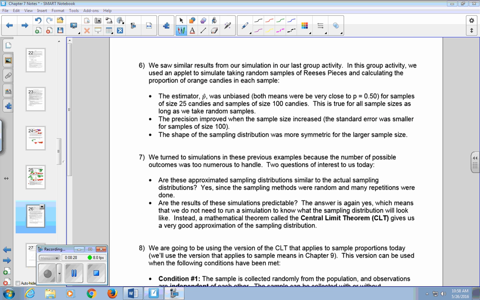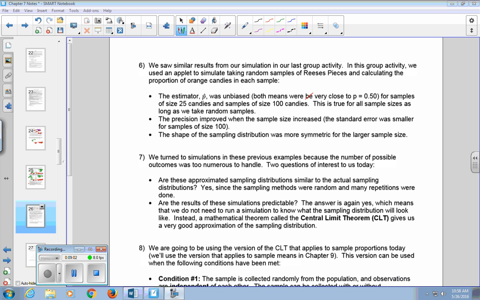Okay, number 6, we saw similar results from a simulation in our last group activity. In the group activity that goes with section 7.2, we used an applet to simulate taking random samples of Reese's Pieces and calculating the proportion of orange candies in each sample. The estimator p-hat was unbiased. Both means were very close to p equal to 0.5 for samples of size 25 candies and samples of size 100 candies. This is true for all sample sizes as long as we take random samples.